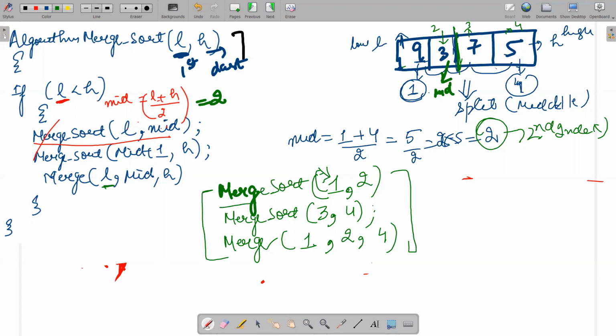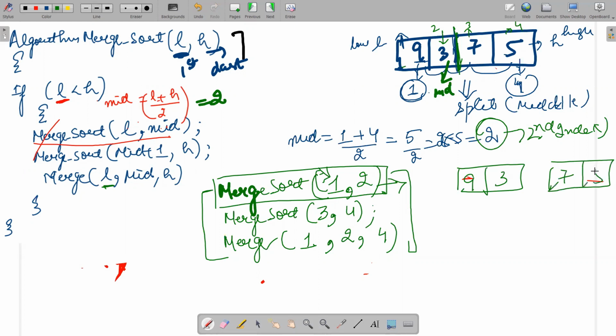Again, merge sort is a function which calls itself again and again. If we call this function again, after the first part is done, we have split this problem into two parts. We have got 9, 3 and we have got 7, 5. Now, after this operation is done, I can take it as L. I can take this as H also, because that's what the call is.